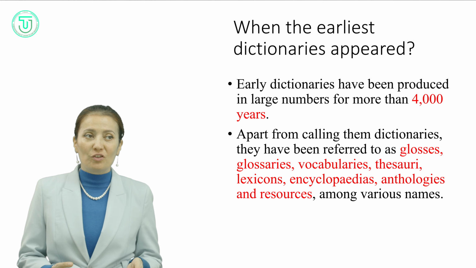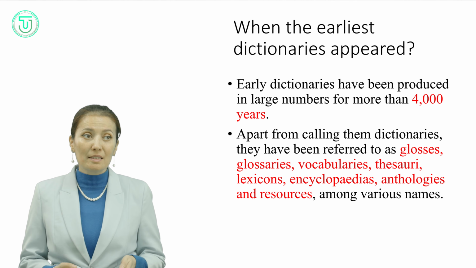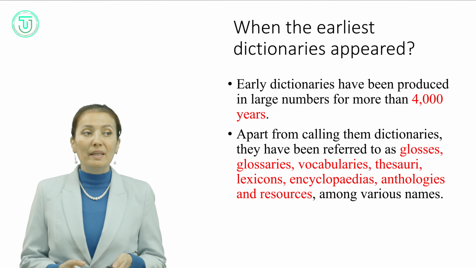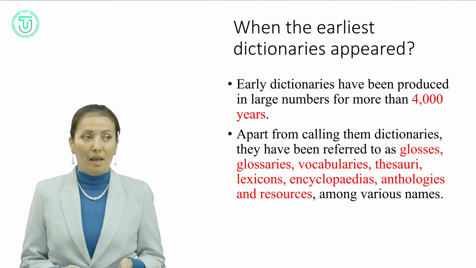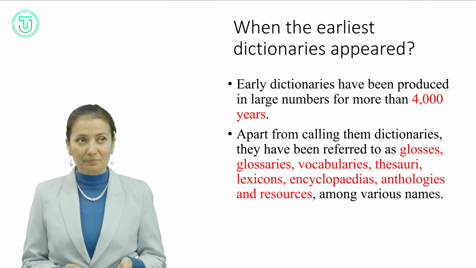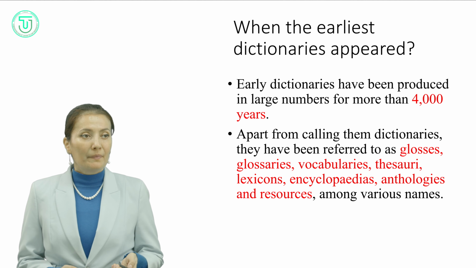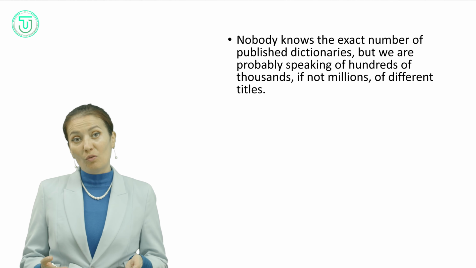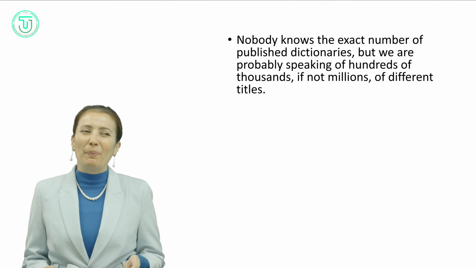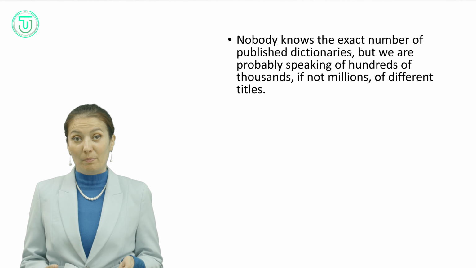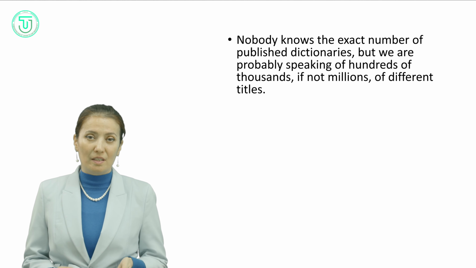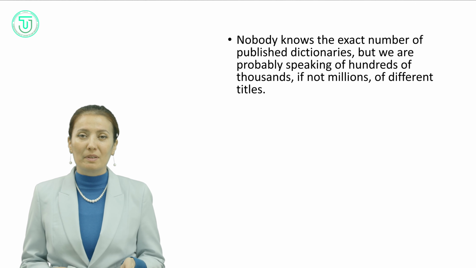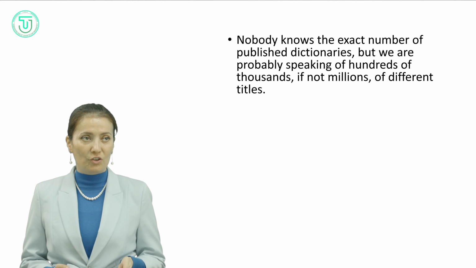Apart from calling them dictionaries, they have been referred to as glosses, glossaries, vocabularies, thesauri, lexicons, encyclopedias, anthologies, and resources, among various names. Nobody knows the exact number of published dictionaries so far, but we are probably speaking of hundreds of thousands, if not millions, of different titles. Could you imagine? There were a lot of types of dictionaries, with a lot of editions.